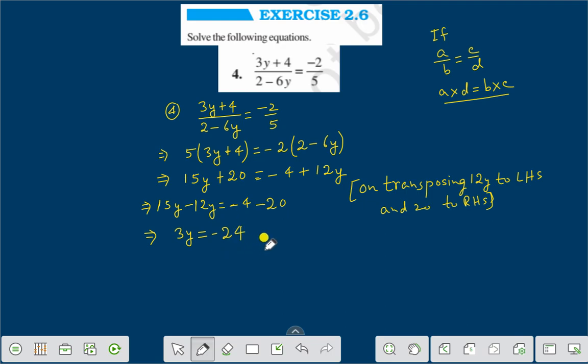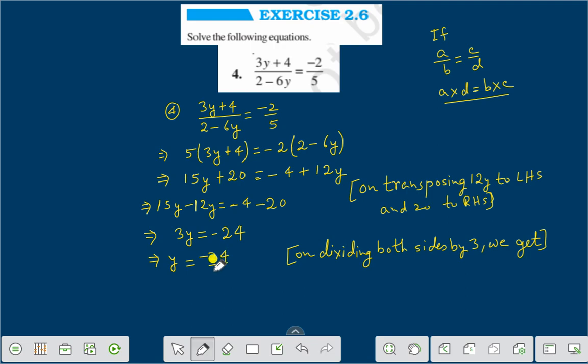On dividing both sides by 3, we get 3y by 3, that is y, is equal to -24 by 3. 3 8s are 24. Therefore, the value of y is equal to -8.